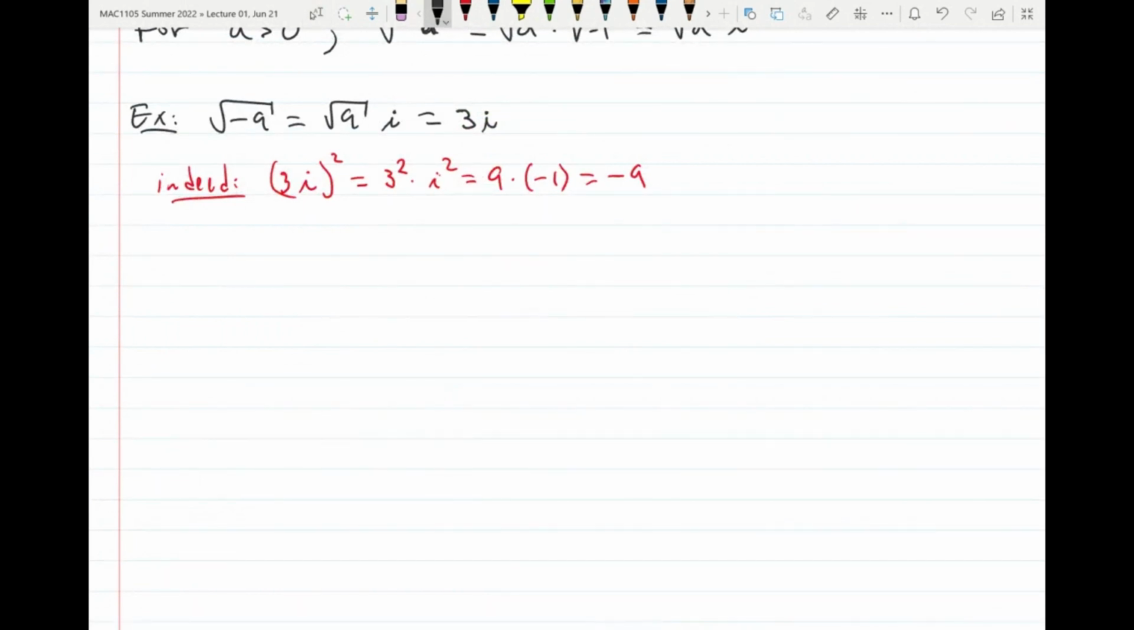Let's see examples. Simplify. Let's do square root of -49. And let's do square root of -75.